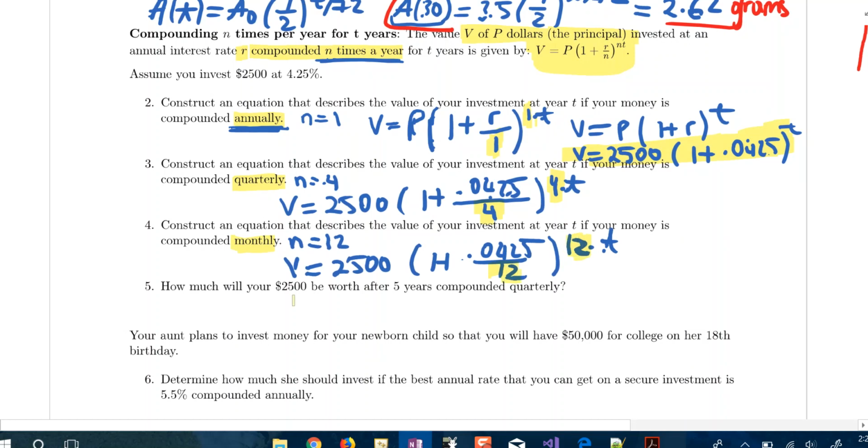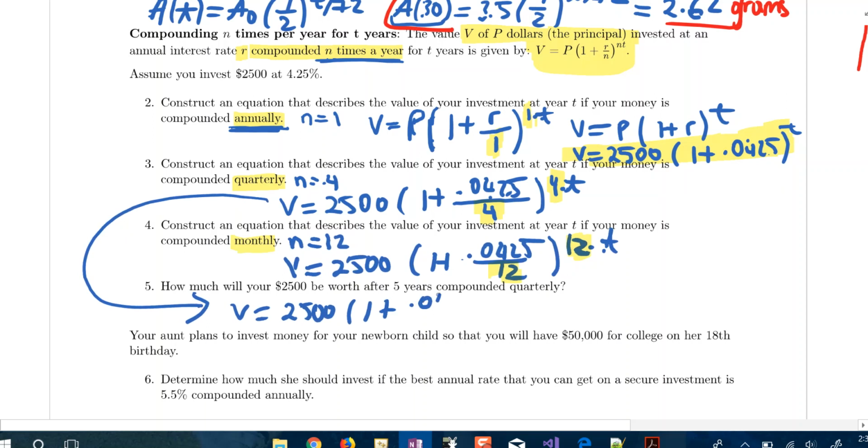Now, how much money will your 2,500 be worth after 5 years compounded quarterly? Well, in the quarterly one, this is the formula I'm going to use. The value of my money is just going to be 2,500 times 1 plus 0.0425 over 4, to the power 4 times the number of years. After 5 years, that means that my t is 5, so 4 times 5.